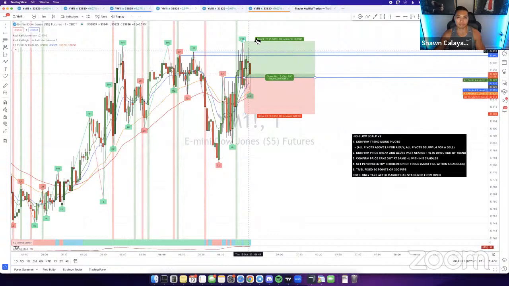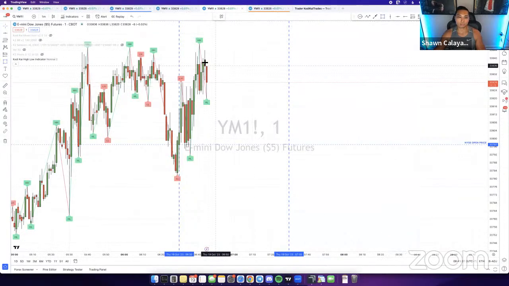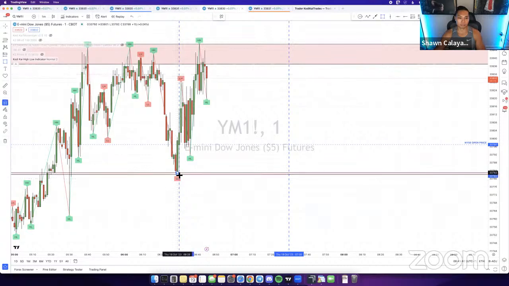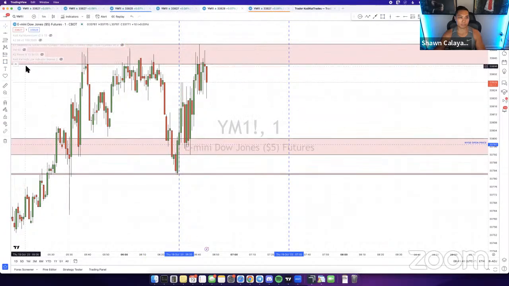So just got to be patient with it, guys. There's no need to force anything right now. I'm going to go mark up some structure here. So we got structure right there. And we got structure right there. I'll make some adjustments. But I just want to mark up structure here so that you guys can kind of see where price is bouncing from.